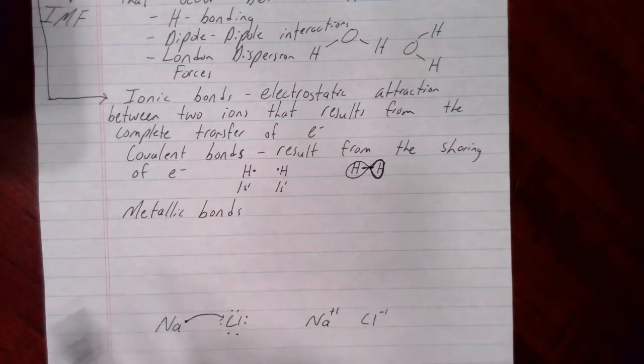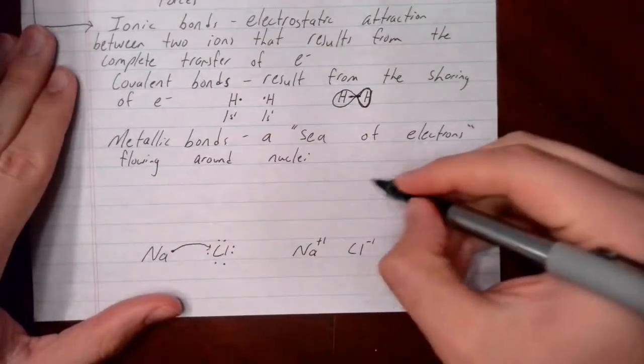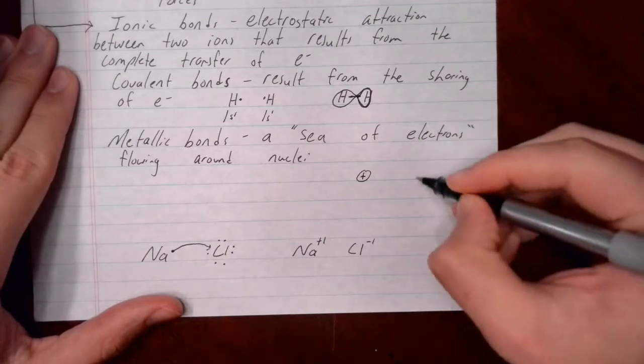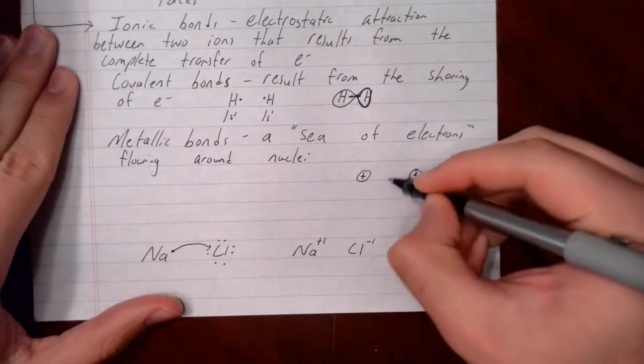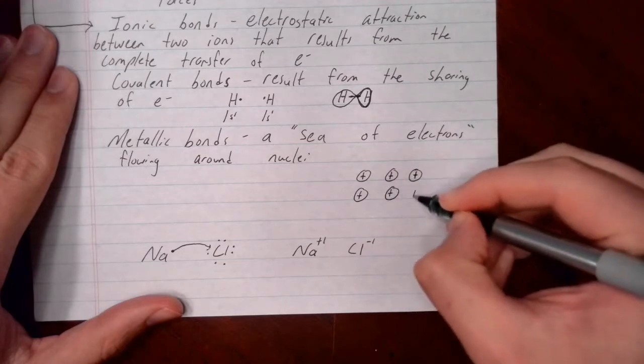but there is a third type of bond. It's a metallic bond. And metallic bonds are a little bit different. We define them as a sea of electrons flowing around nuclei. So that's kind of a strange concept. So let's look at what this might appear to be. So I will just draw nuclei as these little positive charges. Okay, so we can have a nice structure of them.